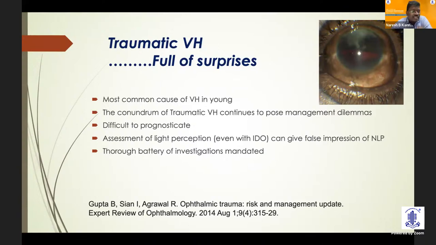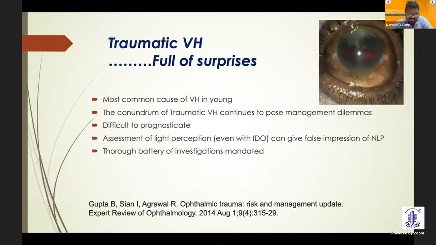And the most important thing is, unlike the vitreous hemorrhage due to most other causes, it's very difficult to prognosticate to the patient, because they have a lot of expectation. The patients are very young, and we have to talk to them in groups when we are counseling them. That's very, very important.